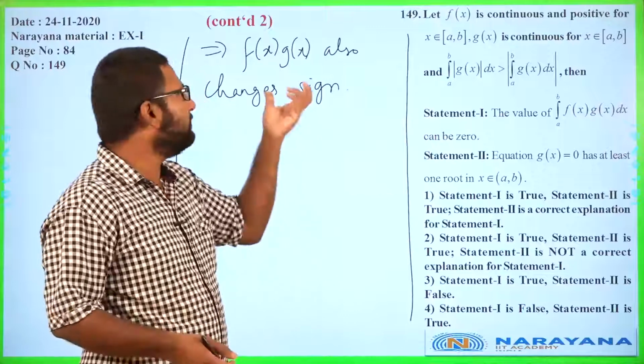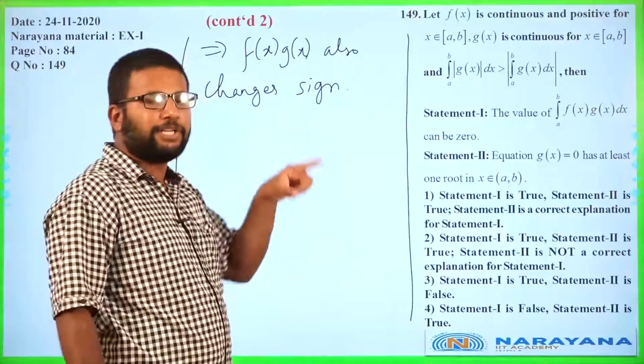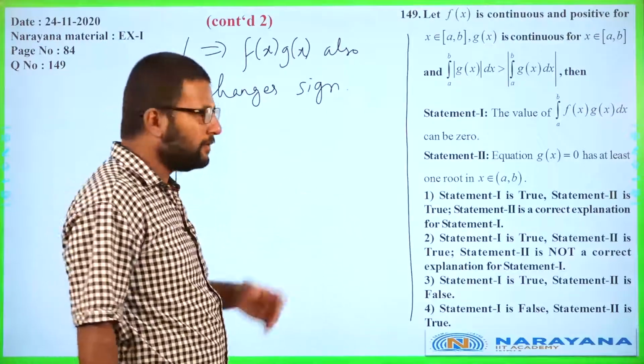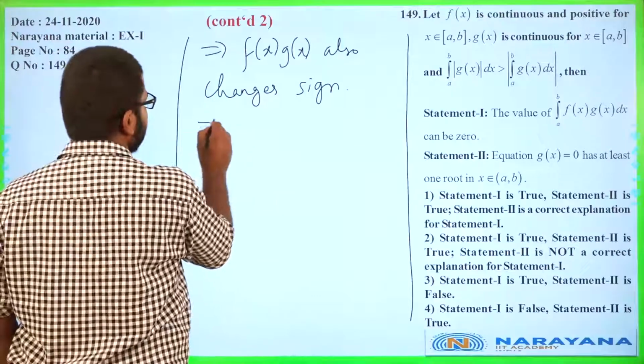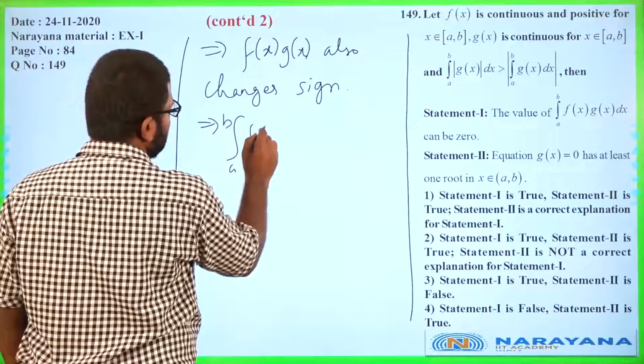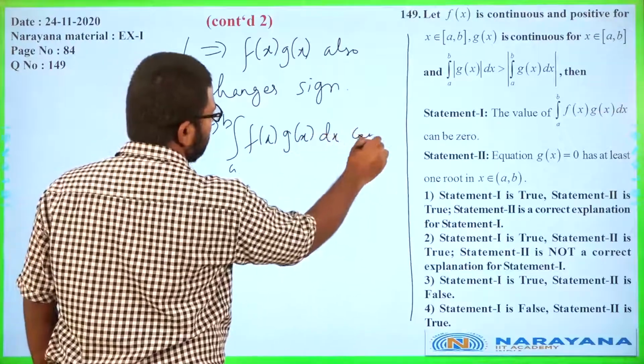But if this function is changing its sign, its integral can be 0, like think of sin x. It changes sign between 0 to pi, right? So its integral is 0, right? So we will say integral a to b fx gx dx can be 0.